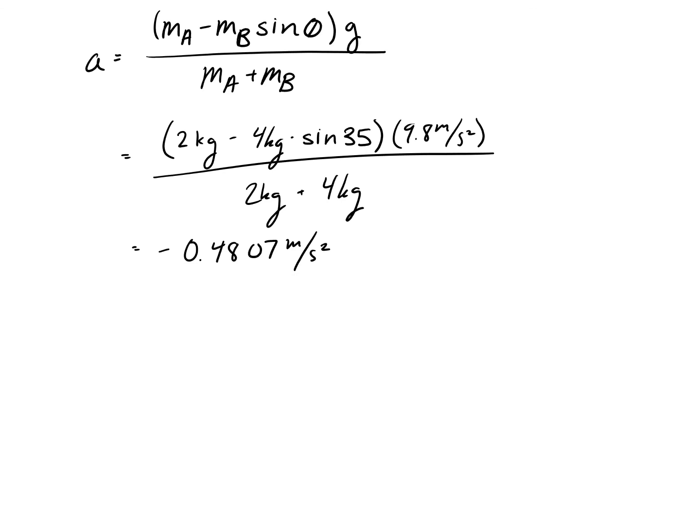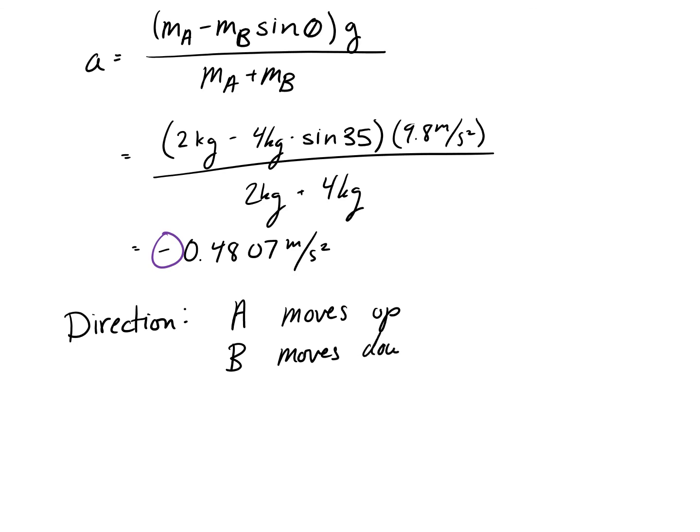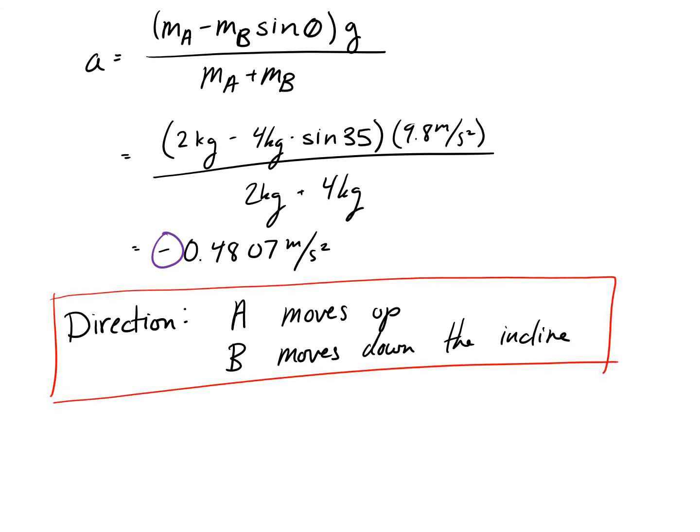So I have a negative sign associated with my acceleration. This tells me that for the direction, A moves up and B moves down the incline. I now have the direction for my boxes. Because of the coordinate system I've chosen, I could simply say they both move in the negative x direction.